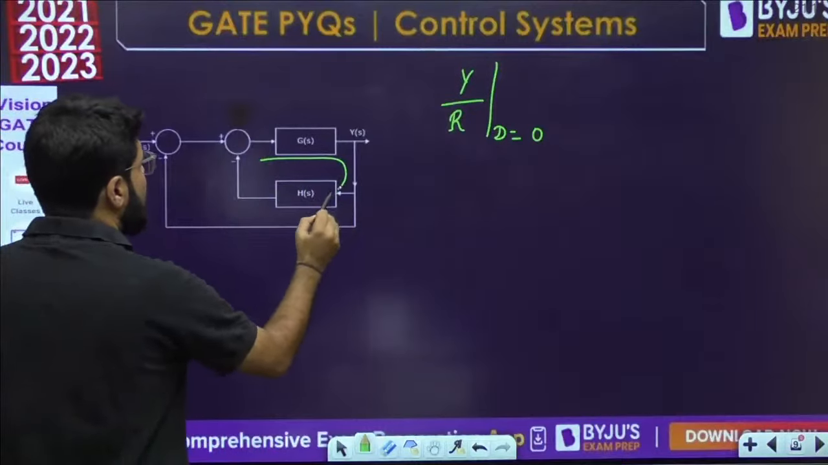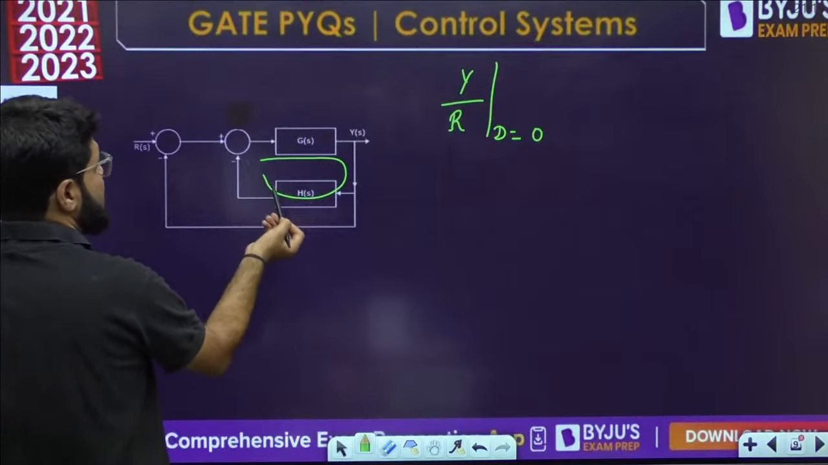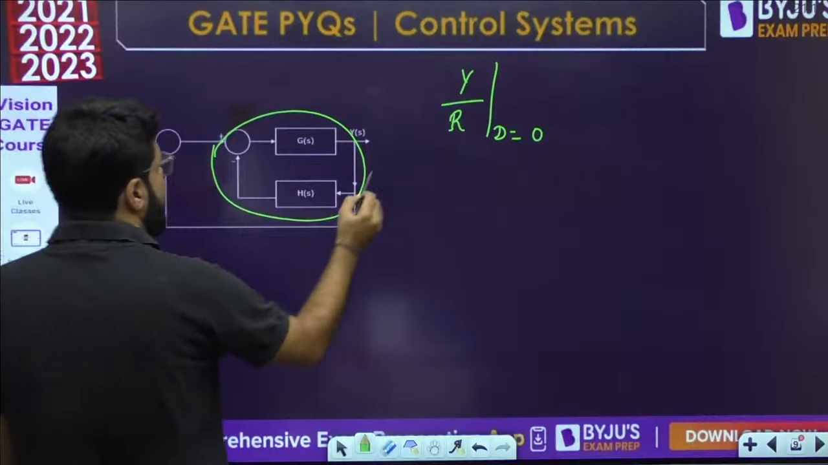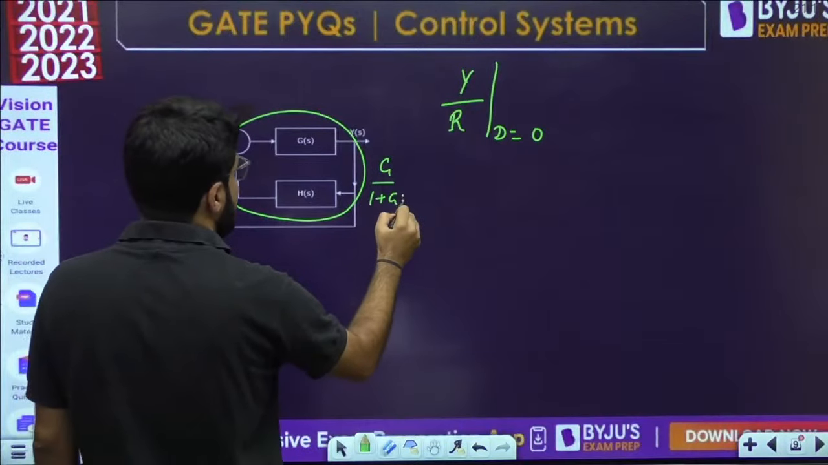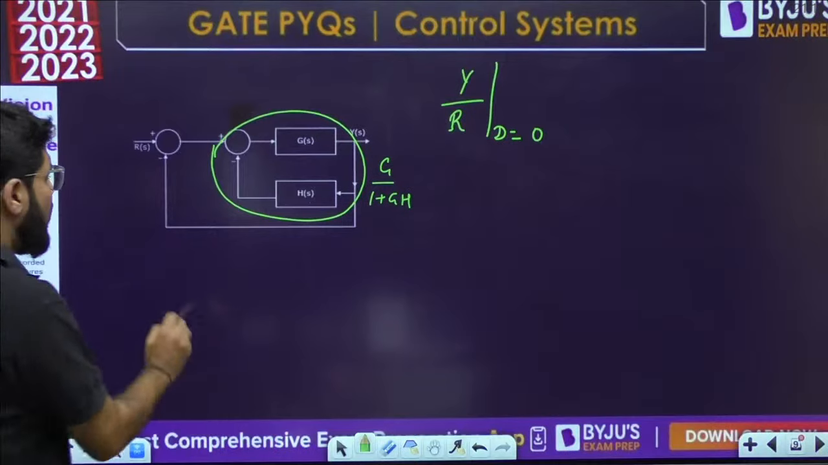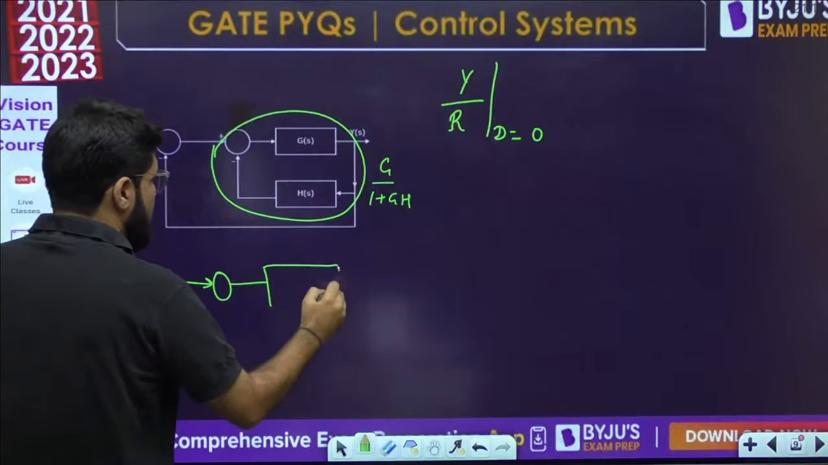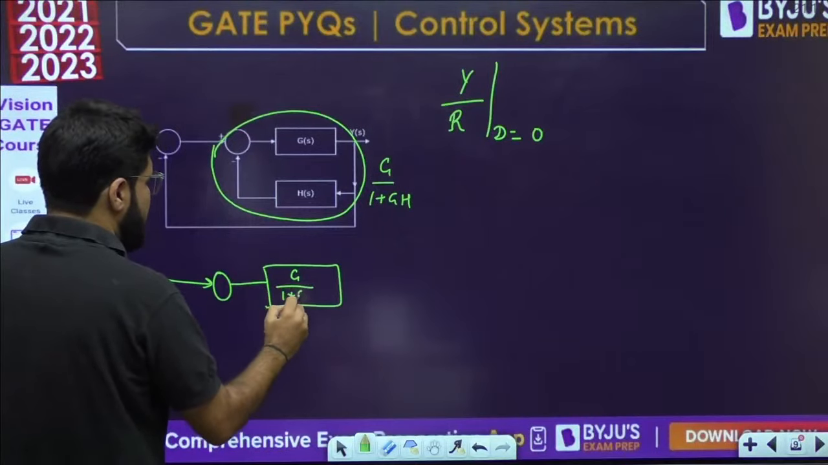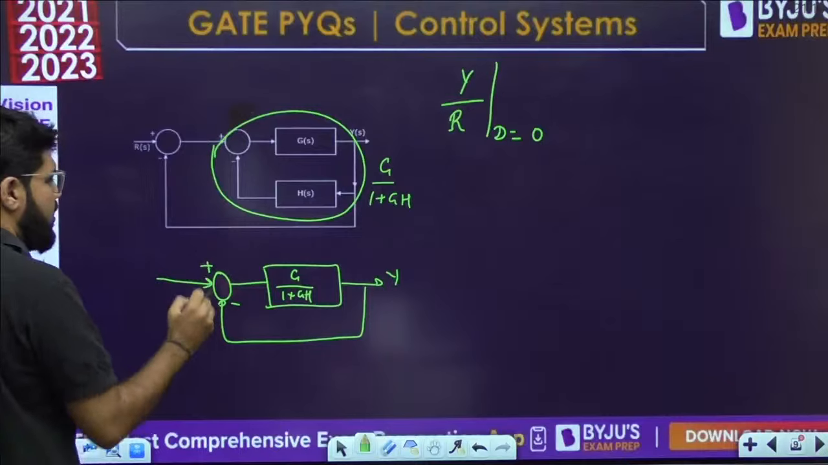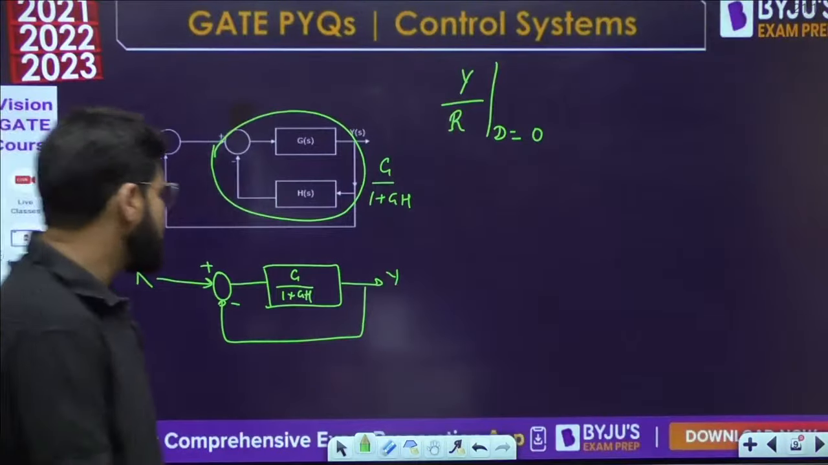Now if I try to solve it, there is one loop. Directly write down the formula. What is this loop? It is G upon 1 plus GH, a closed loop with negative feedback. Now there is one more, this is a nested loop case. This G upon 1 plus GH is once again connected in unity negative feedback.